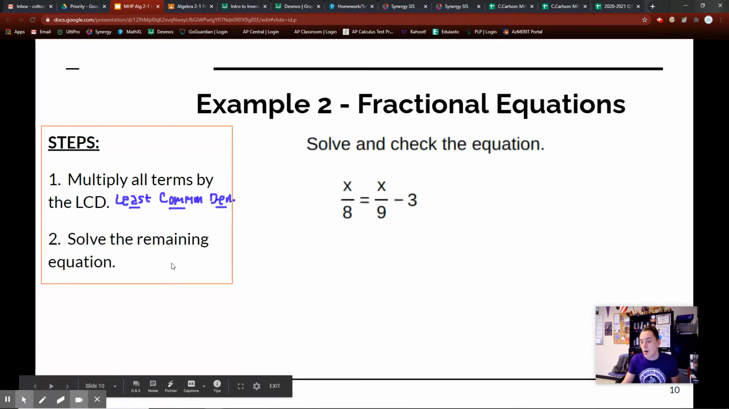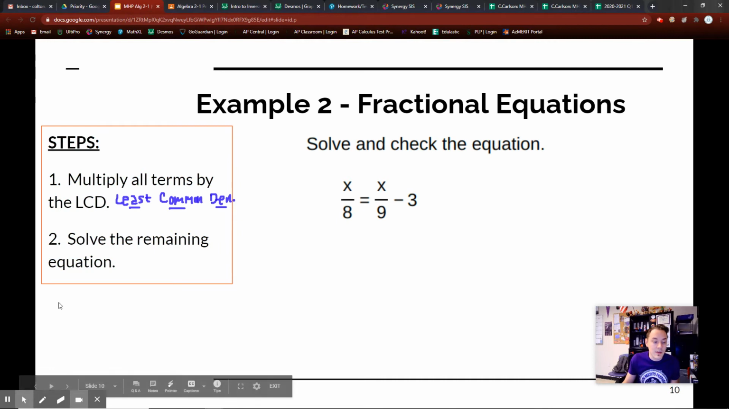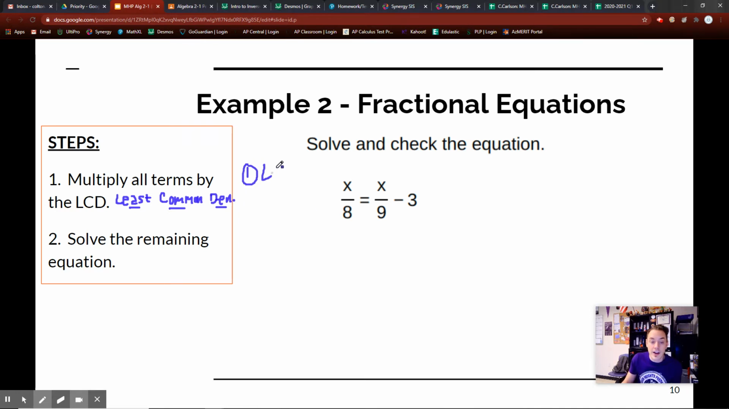So there's an easy way and a hard way to do this. I'm going to show you the easy way. And it's easy if you follow the steps. It can be very difficult if you do not follow the steps. Okay? So first off, the very first thing is I need to find my LCD. What is my least common denominator?